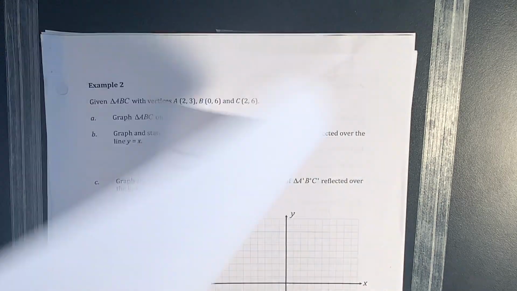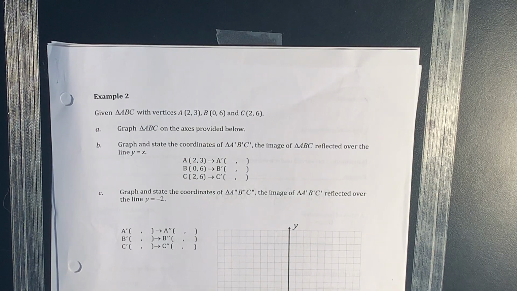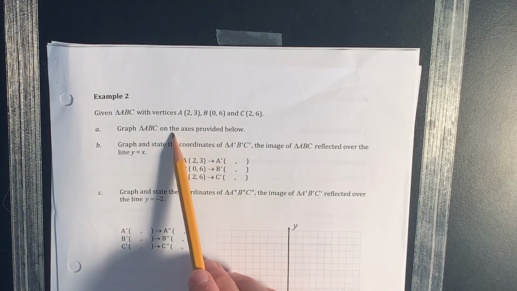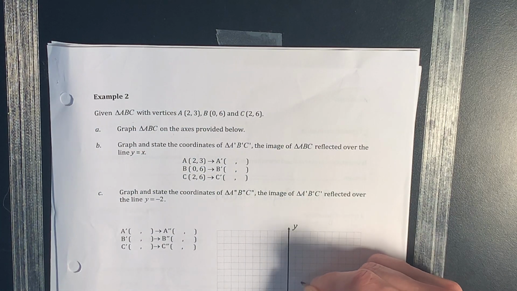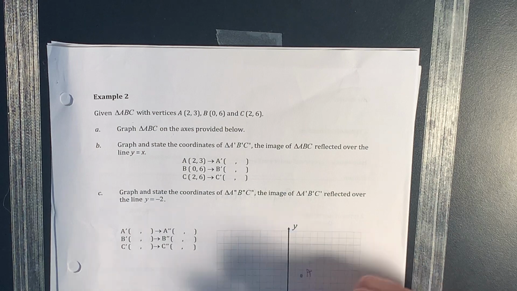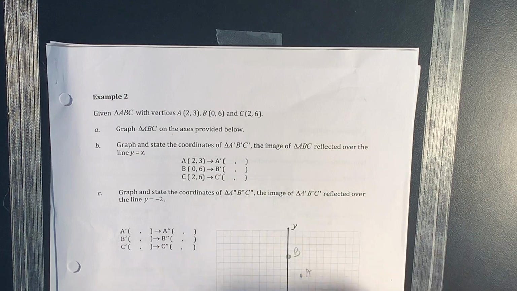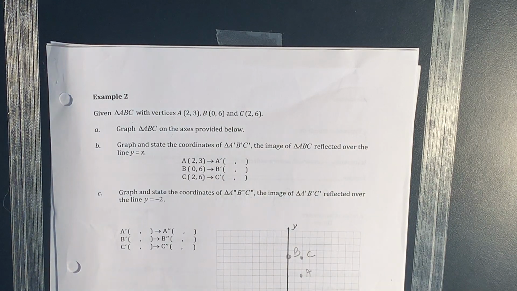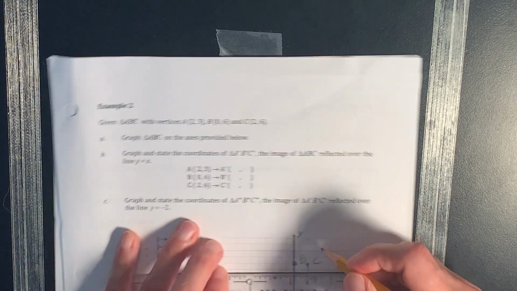Okay, moving on. Example 2. So what we're going to do is start by graphing this triangle with vertices 2, 3, 0, 6, and 2, 6. So again, use your pencil because if you need to erase, you can. So over 2, up 3, over 0, up 6, and over 2, up 6. I'm going to take my ruler, I'm going to draw on my triangle.